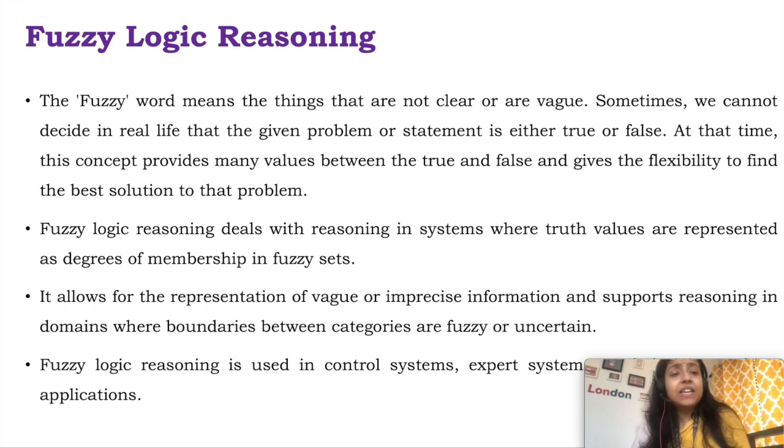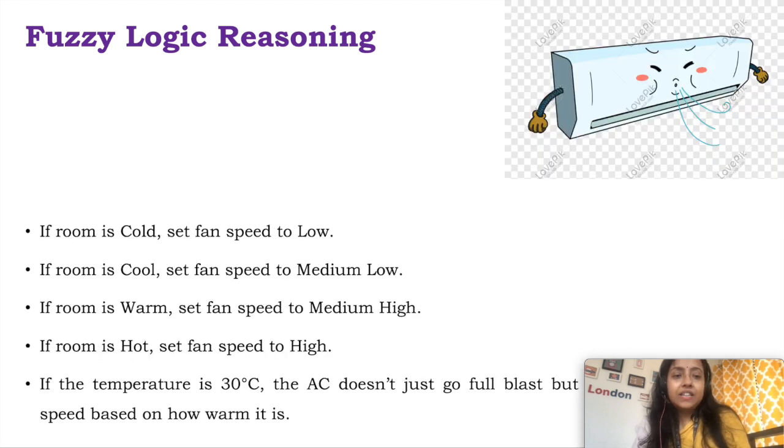A very classic example of fuzzy logic reasoning is the AC. If the room is cold, set the fan speed to low. If the room is cool, set the fan speed to medium low. If the room is warm, set the fan speed to medium high. If the room is hot, set the fan speed to high. So if the temperature is 30 degrees, the AC doesn't just go full blast, but it adjusts the speed slowly based on how warm or how cold the room is.